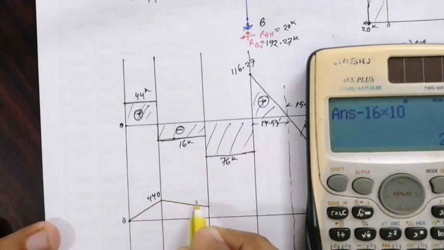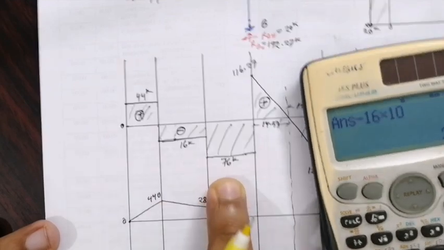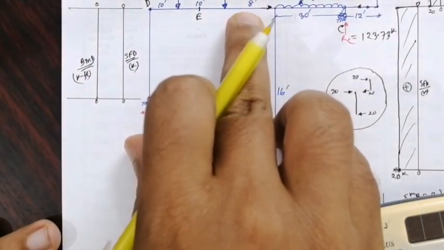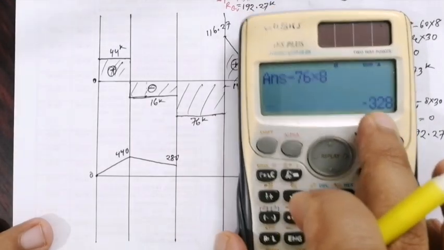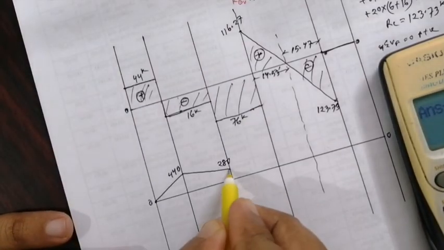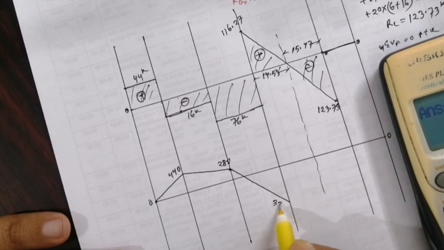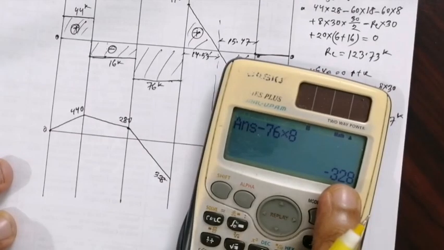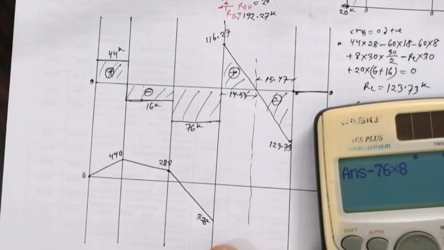This is also positive, 280. Now for this area, negative 76 kip and distance is 8 feet, so minus 76 times 8, minus 380... sorry, not 380, this is 328. This is 328.